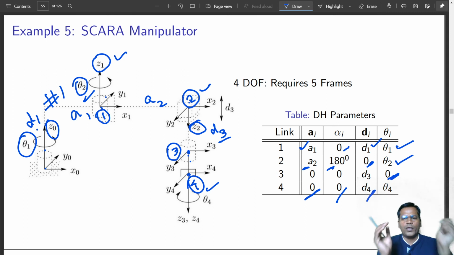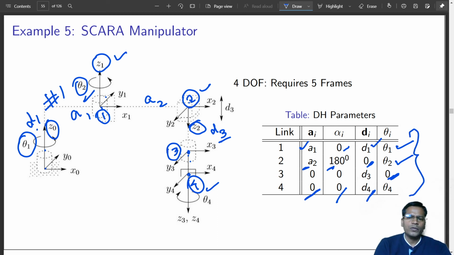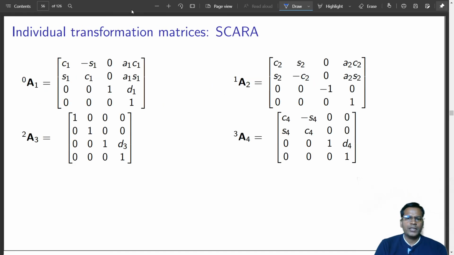Follow this video once again at your own time, and thoroughly try to analyze. This is your final DH parameter table. Now that you have the table, the rest of the things are very easy. You just have to put these values into your link transformation matrix. You will get 4 different matrices, and that will give you the end effector. So these are the 4 different link transformation matrices.